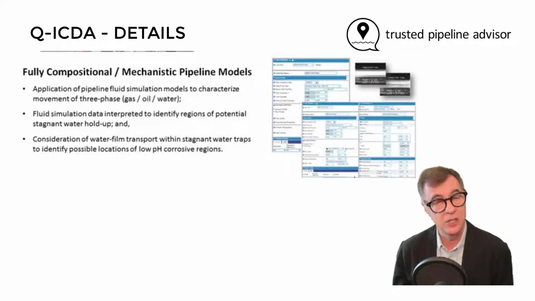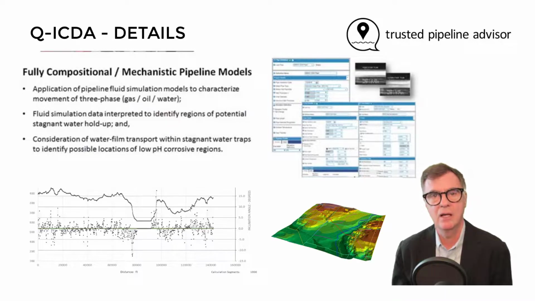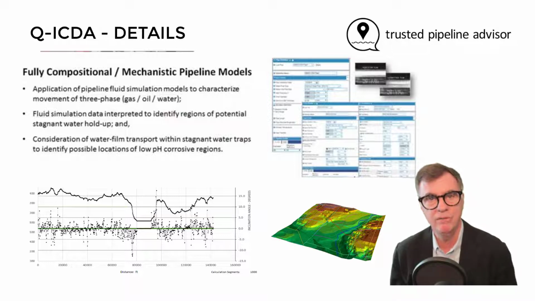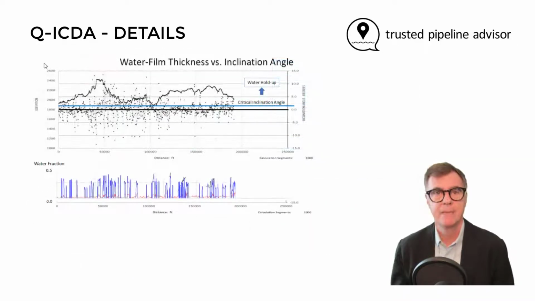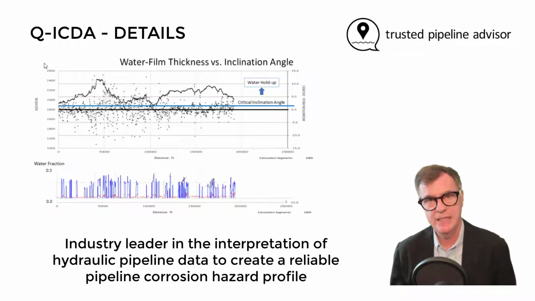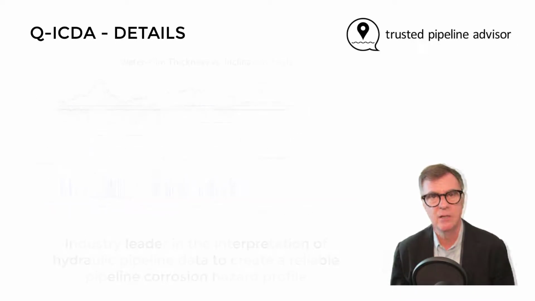The Q-ICDA method requires data to support the development of a detailed transient flow simulation model incorporating an exquisite characterization of the topographical profile for the applicable pipelines, utilizing digital elevation mapping technology. As a member of a pioneering team that developed the Q-ICDA methodology, we are uniquely positioned to translate the results of pipeline hydraulic models into real-world corrosion hazard profiles.